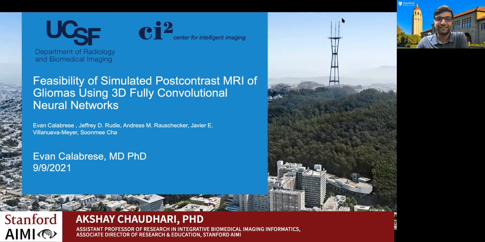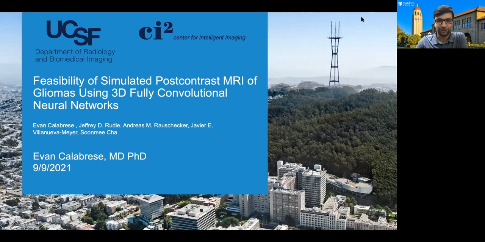And Evan is a physician scientist and a clinical fellow in the Division of Neuroradiology and the Department of Radiology and Biomedical Imaging at UCSF. Dr. Calabrese's research is focused on using innovative automated methods, including AI methods, to extract clinically useful information from multimodal neuroimaging data. During his training at UCSF, Dr. Calabrese has led several AI-based projects focused on topics ranging from image segmentation to image synthesis and radiogenomic inference.